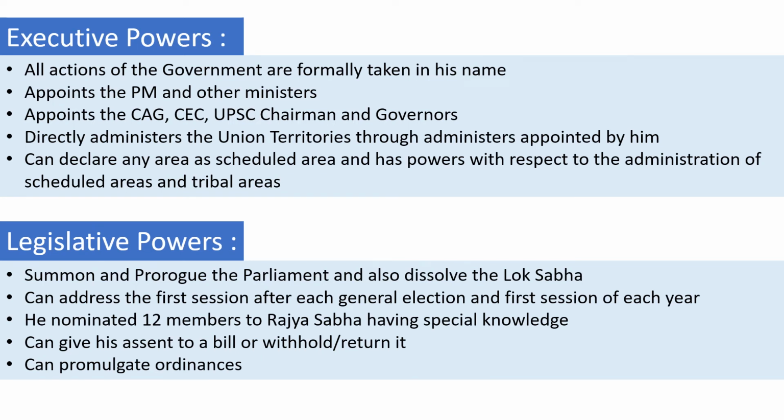In the legislative powers of the President, we can see that he can summon or prorogue a session of Parliament and can also address Parliament during the first session after a general election and also the first session of that particular year. He can nominate 12 members to the Rajya Sabha who have specialized knowledge in different fields, and can also give assent to different bills and promulgate ordinances during emergencies.